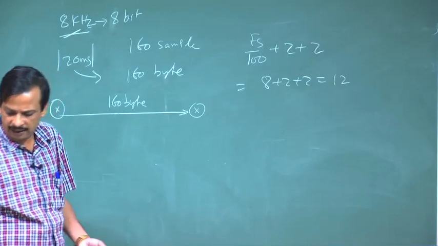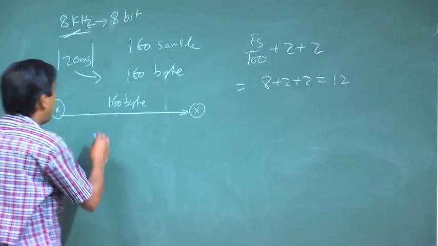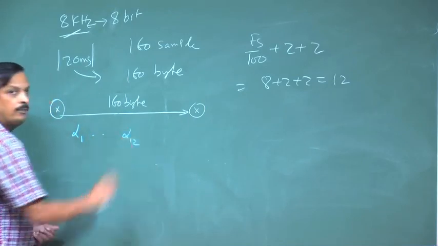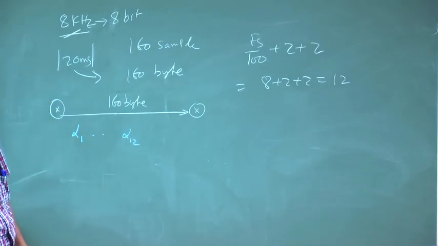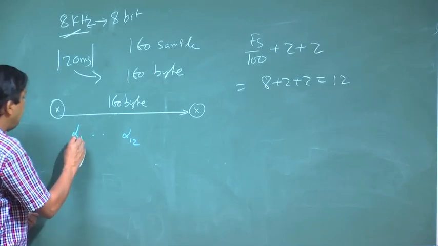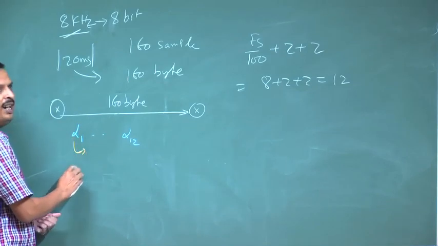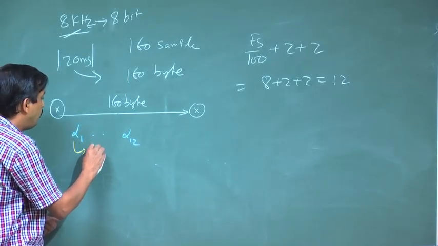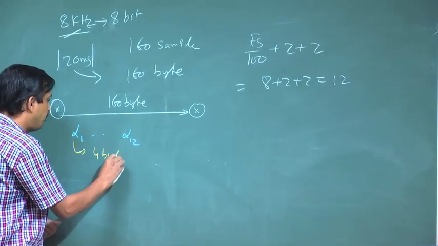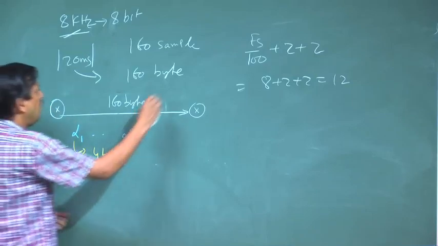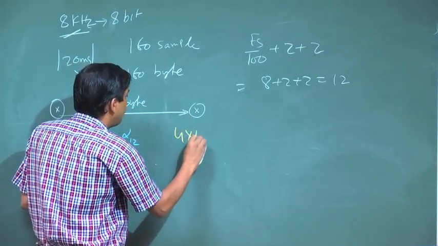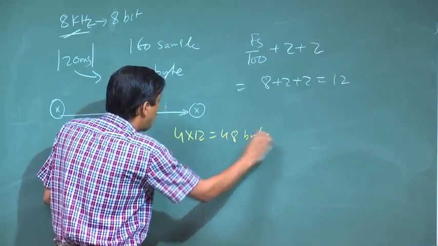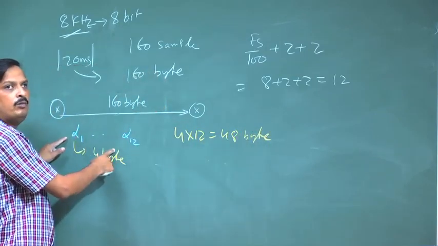What is the meaning of that? That means I require alpha 1 to alpha 12. If each one of the alpha is encoded with, let's take, 4 bytes, then 4 into 12, 48 bytes are required to encode the alpha values.